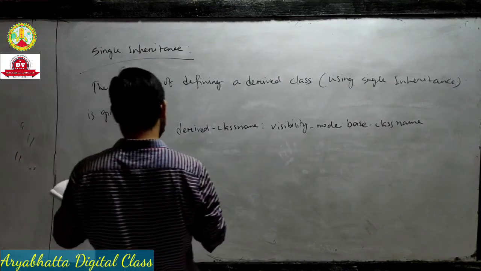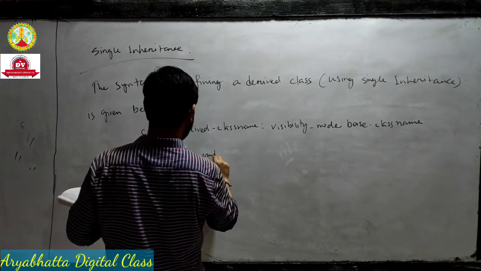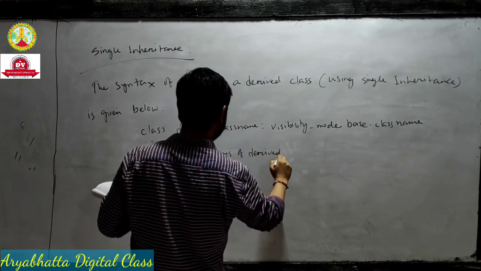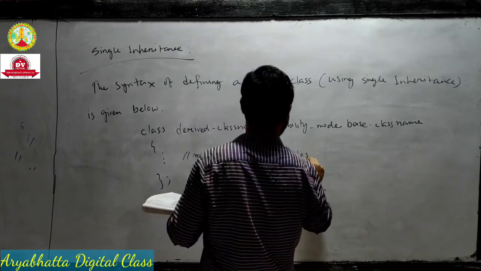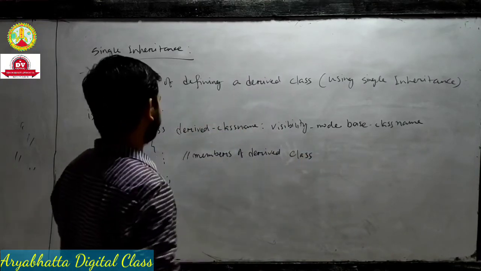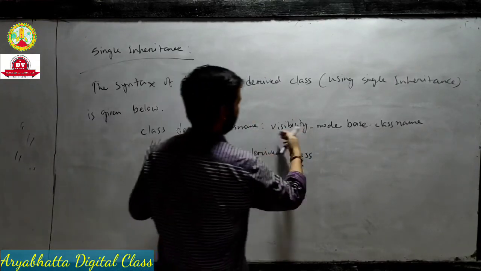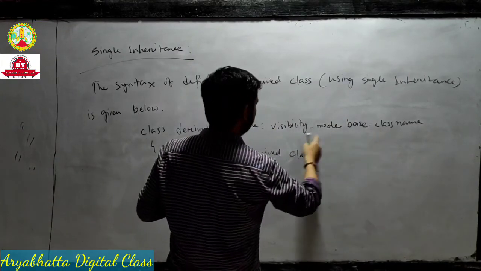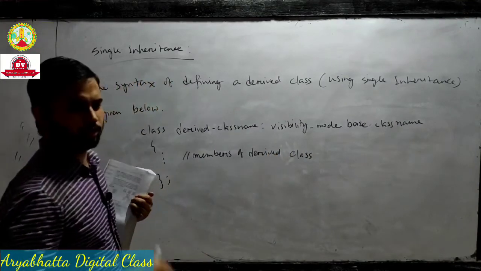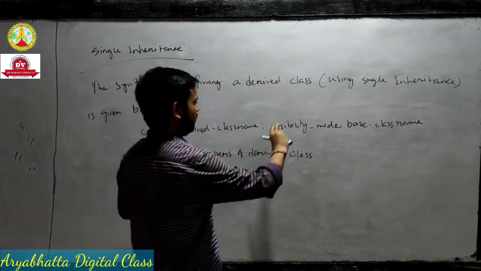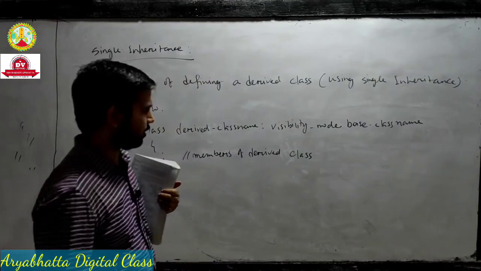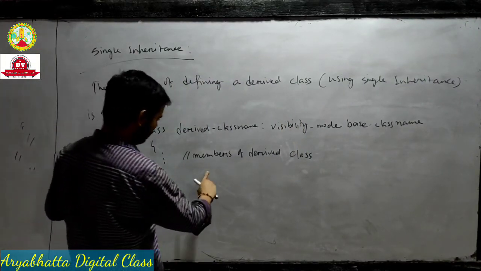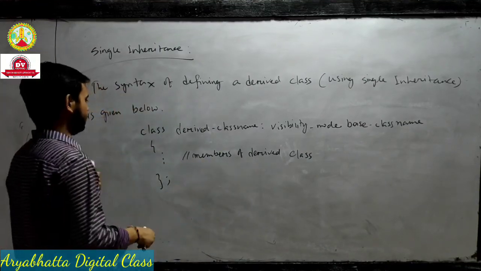Here you write this. This is a simple syntax, okay? And this is the derived class, and the right side of the class is the base class, okay? And visibility mode comes in when we do programming, where public mode is used, where private mode is used, or protected is used, you will understand in the later part. And this means all of the members of the derived class, okay? This is the syntax.